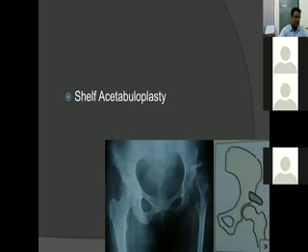Next one is the shelf procedure, where you are not able to get a concentric reduction, as well as not in a position to do a reorientation. We take a bone graft from the ilium and make it as a shelf above the acetabular roof. So it prevents the proximal migration of the femoral head.